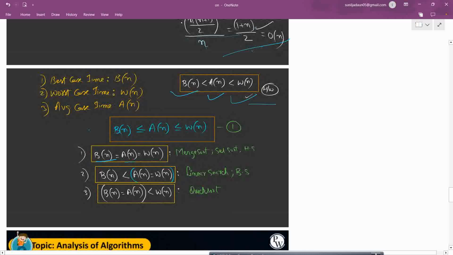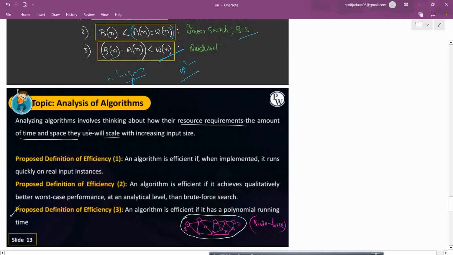Best case, average case, and worst case for merge sort, selection sort, heap sort. Worst case for linear search is order of n, but best case order of 1. Quick sort is n log n for best case, but order of n square for worst case.